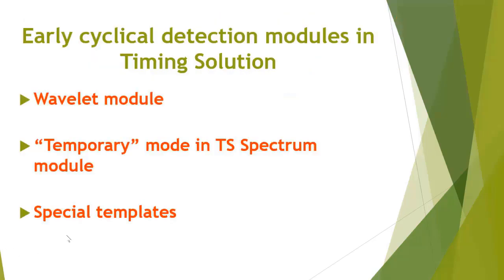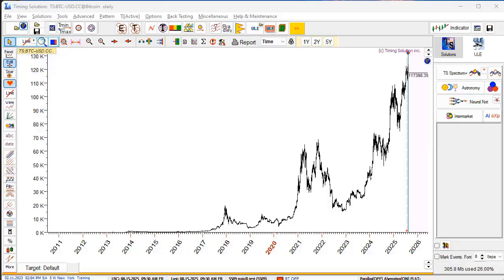So now we will work with cycles using early detection system models in Timing Solution. We have 3 major models. Firstly, of course, this is the Wavelet model. Second, we apply the Temporary mode in the Timing Solution Spectrum module, and there are 2 special templates to work with early swing cycles. I will show you now step by step how to use these modules in Timing Solution. Okay, let's start with the Wavelet model.